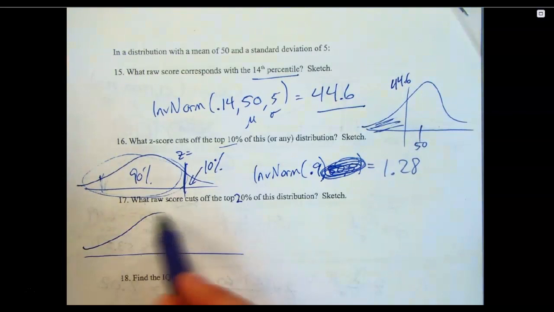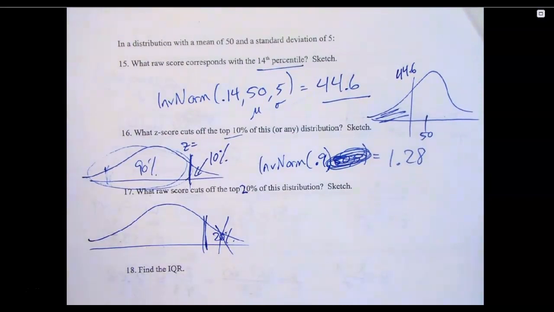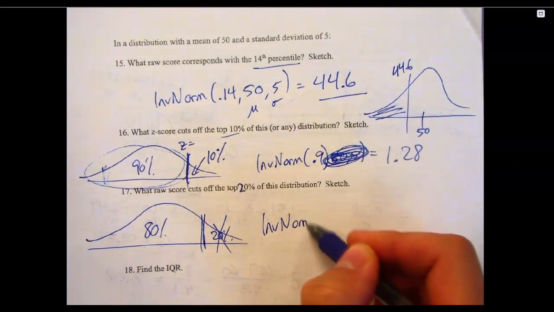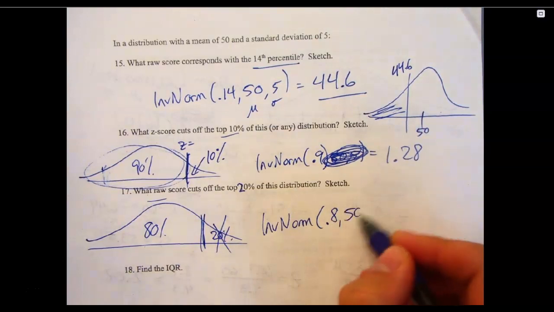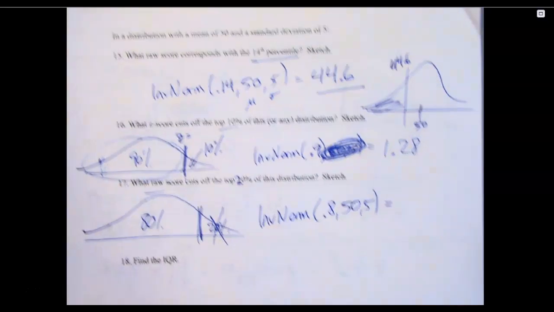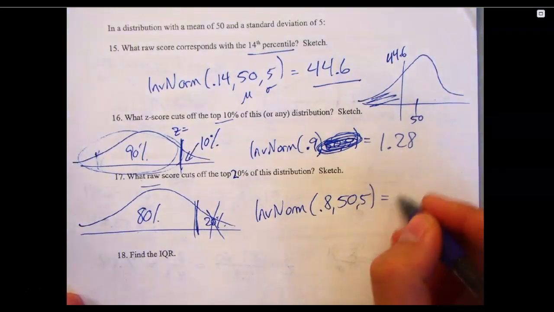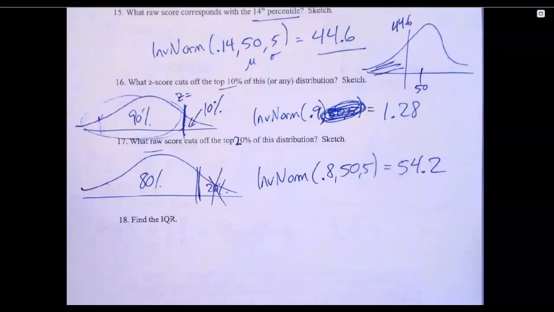Same thing here. Top 20%. If I'm looking for this spot where there's 20% above, I can't talk to the calculator that way. What am I going to tell the calculator? 80% or 0.8. Inverse norm of 0.8. Now I'm looking for the raw score, so now I'm going to put in the 50 and 5. So I get 54.2.